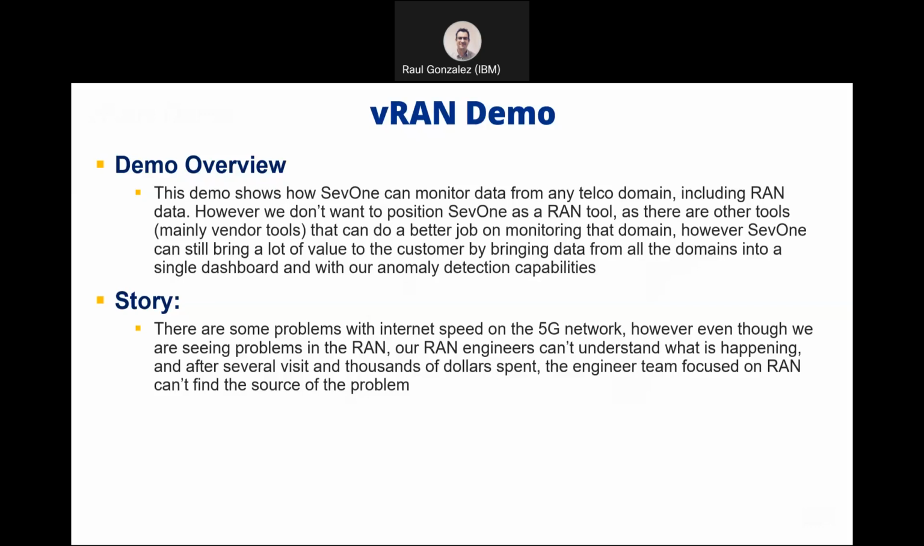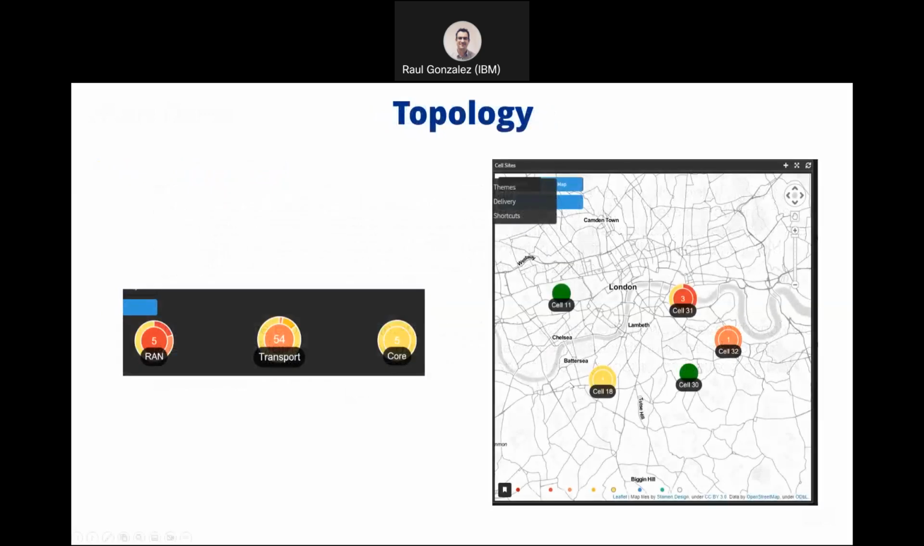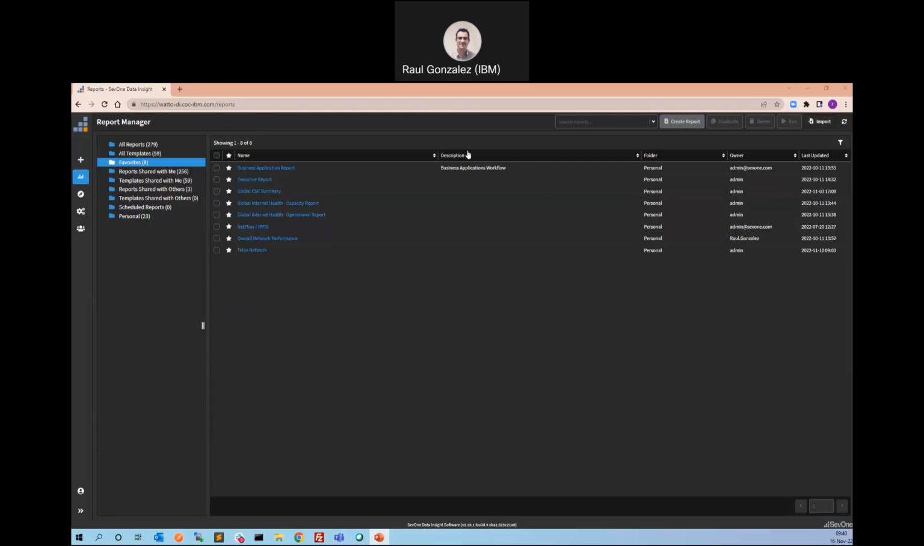So the story is that some 5G users are having issues in terms of internet speed. We think that's because of the RAN, so we have hired some RAN engineers. We have seen some issues, but we cannot find why this is happening. Now, with an end-to-end solution like SevOne, we're going to be able to see that maybe the issue in the RAN is not because of the RAN itself, but because of some other issues in other areas of the network. That's what we're going to show today. It's going to be the topology. Let's jump directly into the demo.